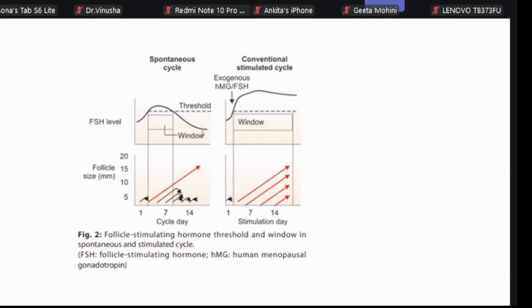This is the concept of the FSH window. In spontaneous cycles, the FSH will be steady and the threshold will be low. So what we try to do is give HMG and FSH exogenously, so that we prolong this FSH window and then stimulate multiple follicles.